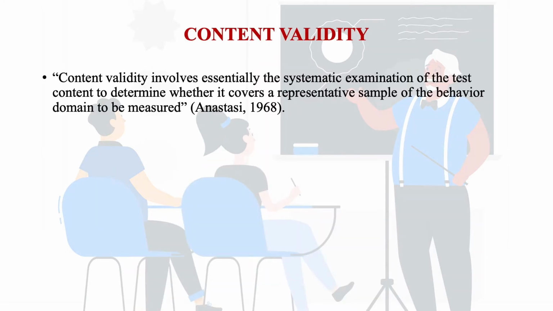And further, now let us try to understand the second method of establishing validity, that is content validity. As per Anastasi 1968, content validity involves essentially the systematic examination of the test content to determine whether it covers a representative sample of the behavior domain to be measured. So here what you have to do in content validity is a systematic examination of the test content.